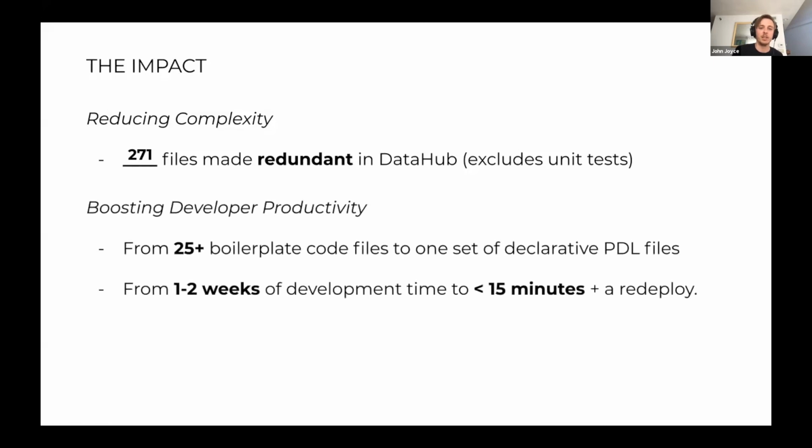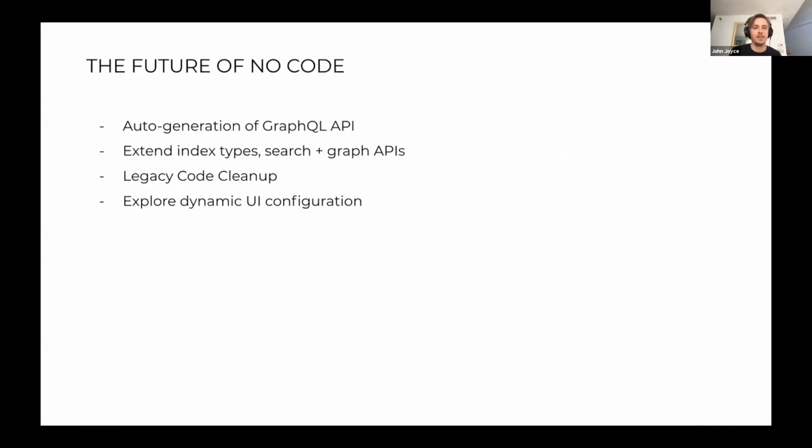We've also boosted developer productivity from 25 or more boilerplate code files to one set of declarative PDL files, and from 1 to 2 weeks of development time down to less than 15 minutes to add a new entity. Now I'm going to talk a little bit about where no code goes from here. So we're going to look to actually move up the stack. Right now, all of the work that you've seen is really limited to the metadata platform layer, so GMS and beyond. But we want to actually auto-generate the GraphQL API at the DataHub front-end layer, as well as exploring the ability to dynamically generate UI configurations.